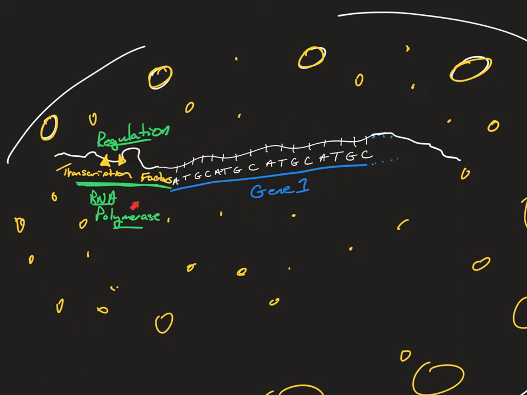So this is a transcript. This is the regulatory sequence upstream for the gene. Obviously downstream there's going to be a stop. It's going to tell it to stop making mRNA.